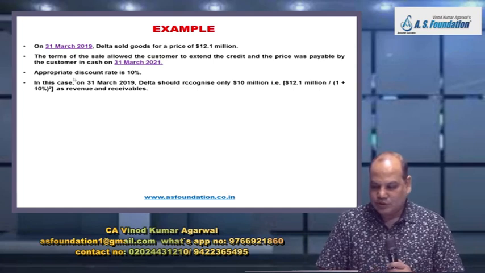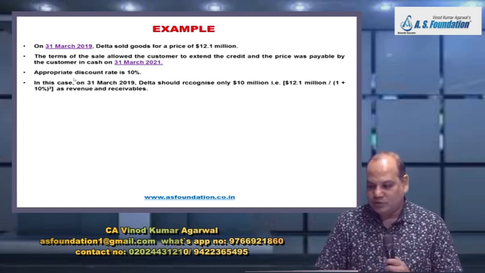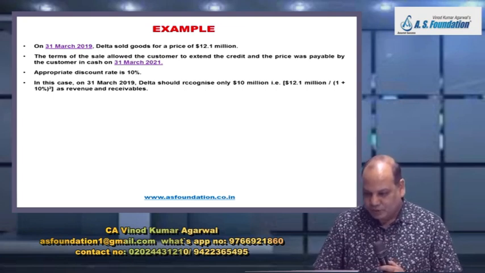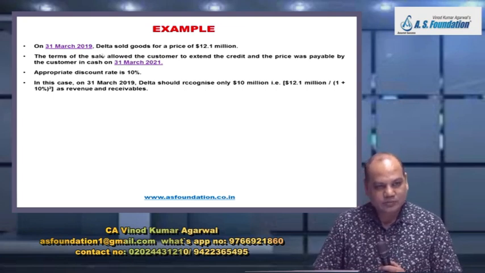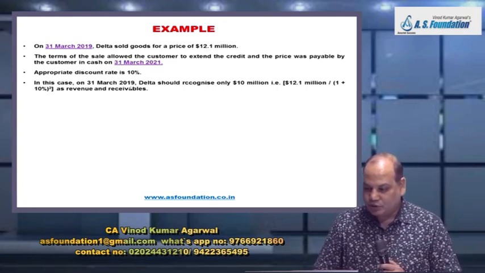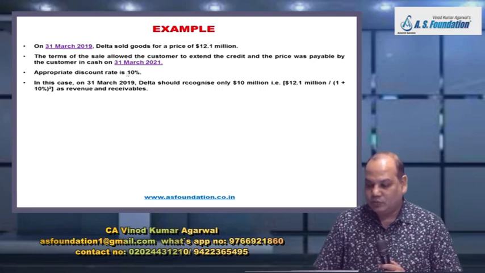Then they will ask you the question, how much revenue should be recognized for this transaction for the year ended 31st March 19? Since the amount payable is more than 1 year, you have to discount this transaction price. When you discount it, 12.1 divided by 1.10 to the power of 2 equals... are you getting 10 million?